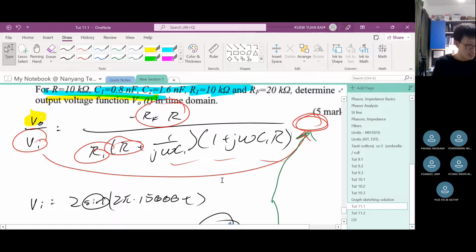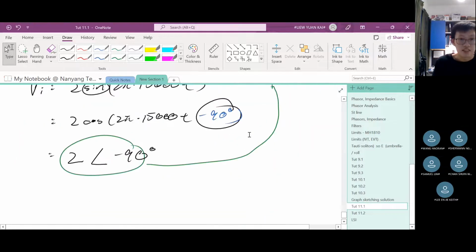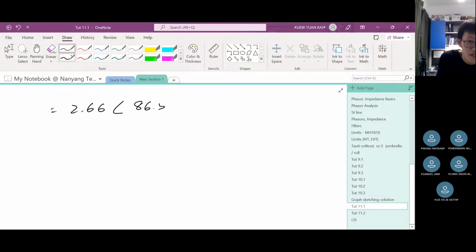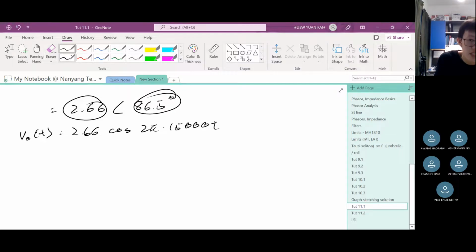Okay, so let me see if I have the answers. Yeah. You sub it in, you punch it into your calculator. You will get a phasor of 2.66 at an angle of 86.5 degrees. I put my calculator in degrees. Then I change it back to time domain. Time domain means I copy down the amplitude, I put a cosine, I copy down the insides, so the frequency, and then I copy the phase.